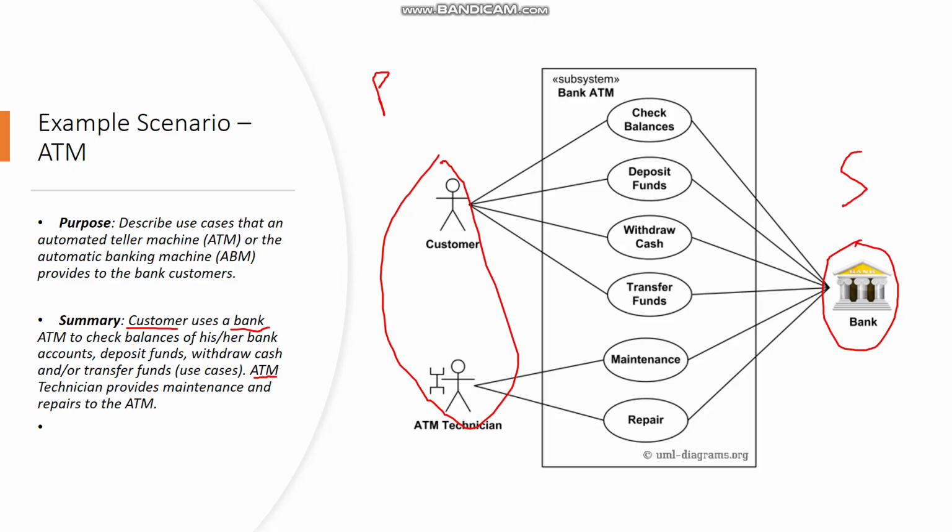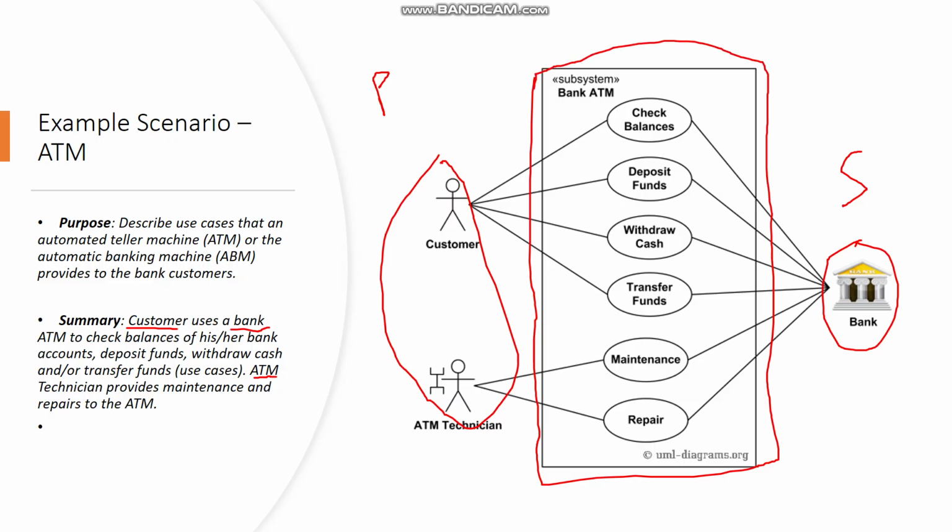And this block here represents the system boundary. So you are witnessing actors, you are witnessing system boundaries, and you are witnessing use cases. These are the three things involved in a use case diagram, which can be used for the description of the system.